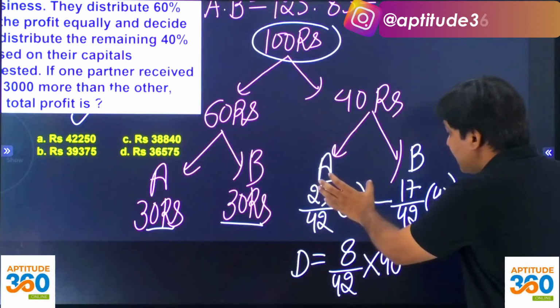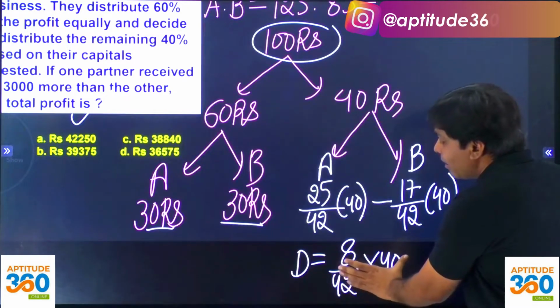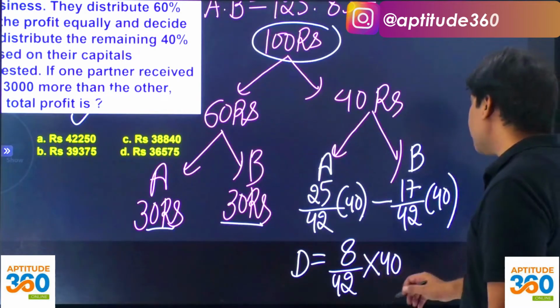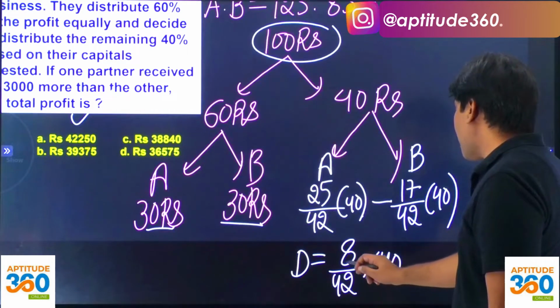And we might also say that A is getting this much more than that of B as per the statement of the problem. भाई A B से कितना ज्यादा कमा रहा है? Profit इतना ज्यादा कमा रहा है. Now can we simplify this further? Can we say how do we simplify this?